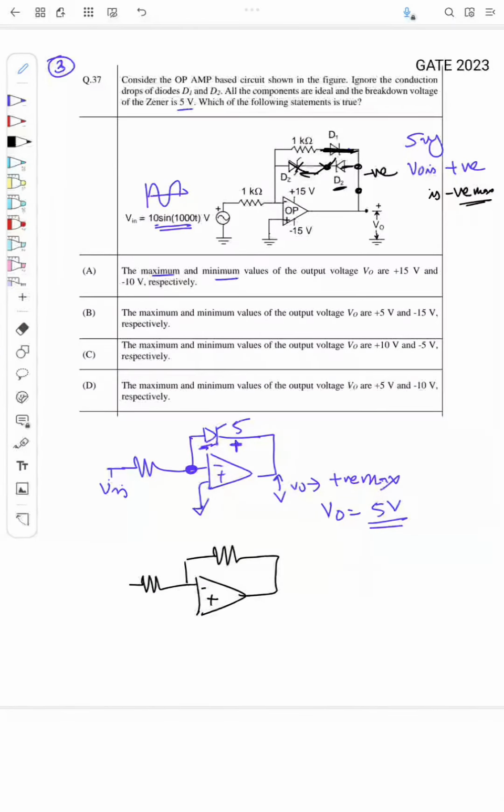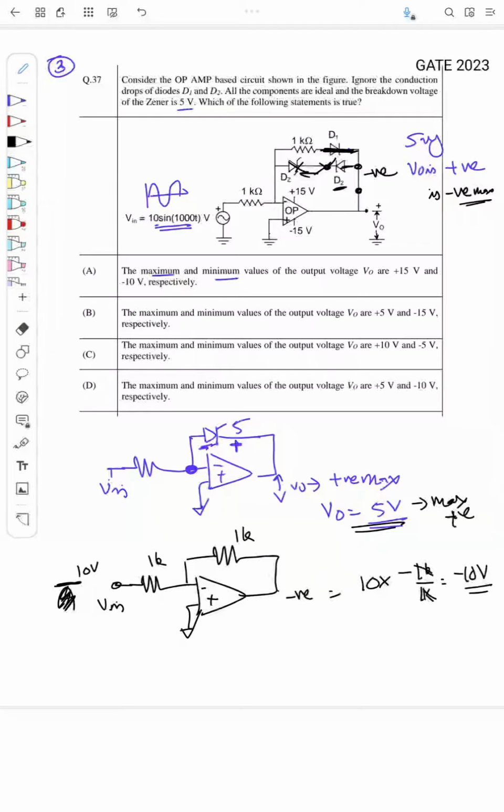right, this is 1k, this is 1k, and I have the input Vin, right, and this is negative. So when does this become negative? When the input is in the positive cycle. Okay, in the positive cycle the maximum is 10 volt, right? So what is the output? 10 into minus RF by R1, so minus 1k by 1k. So the 1k cancels, it is minus 10 volt. Okay, so the maximum positive peak is 5 volt, and the maximum negative peak is actually minus 10 volt. So the answer is plus 5 maximum and minus 10 minimum, right? So the answer is D.